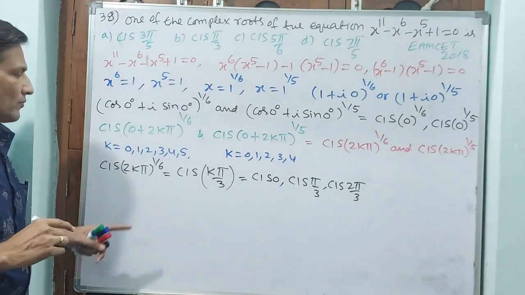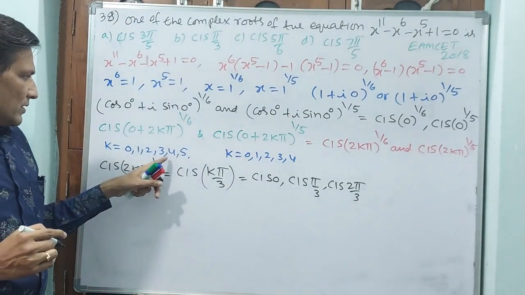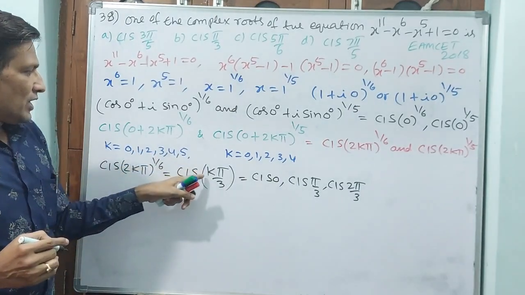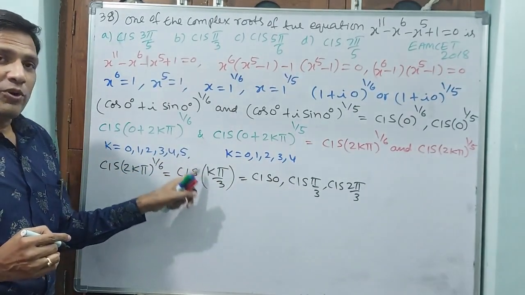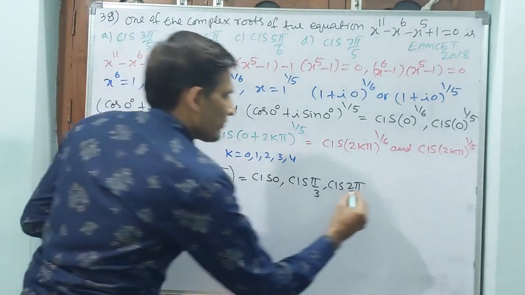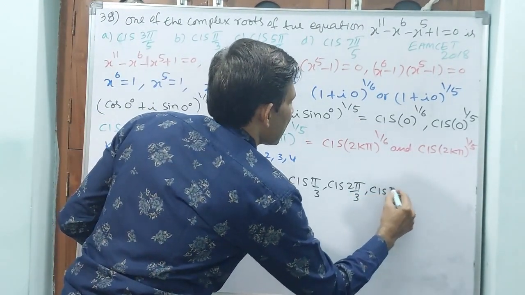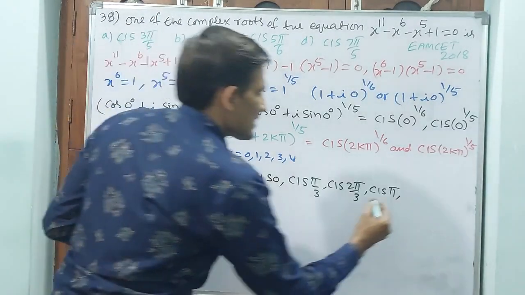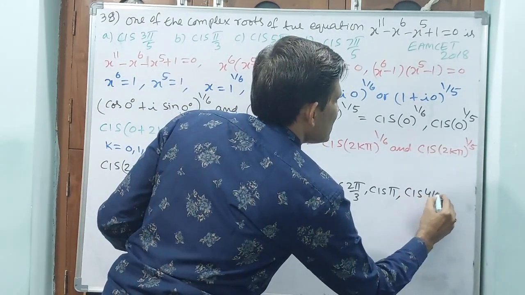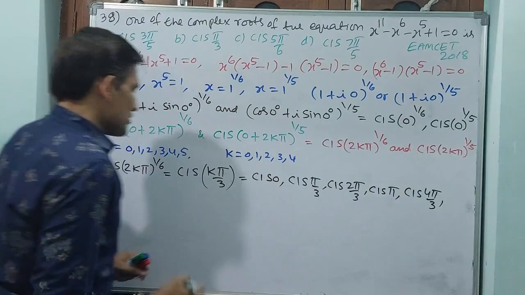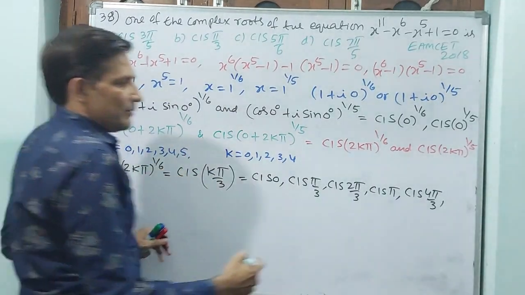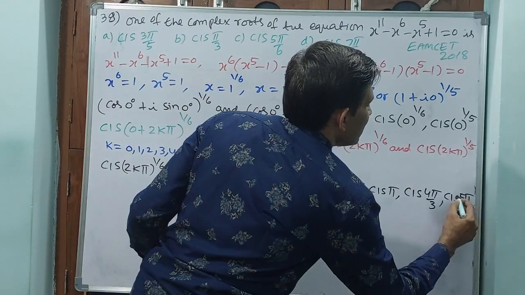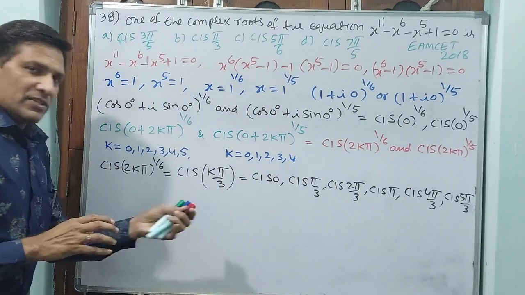Okay, wait. 1, 2, 3. Yes, 1, 2, 3 over 3. 3 means 3 pi by 3, which is going to give the answer, CIS pi. Okay. 4 means 4 pi by 3, CIS 4 pi by 3. Last one, 5 pi by 3, CIS 5 pi by 3. Okay. See, these are 6.